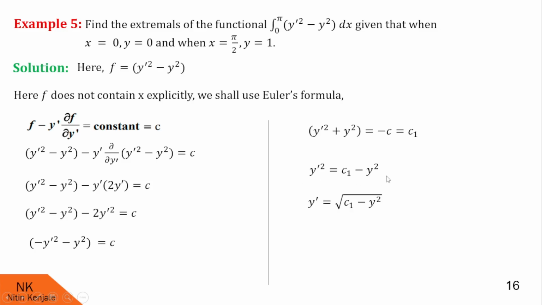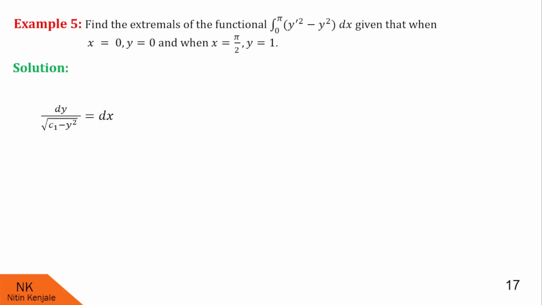Now taking the square root of both sides to remove this square, we get y dash is equal to the square root of (c1 minus y square). Y dash is nothing but dy by dx. Now rearranging this, we get dy by the square root of (c1 minus y square) is equal to dx. Now to solve this differential equation, we take integration of both sides. The integration of the LHS is nothing but sine inverse of y by the square root of c1. The integration of dx is x plus the integration constant c dash.